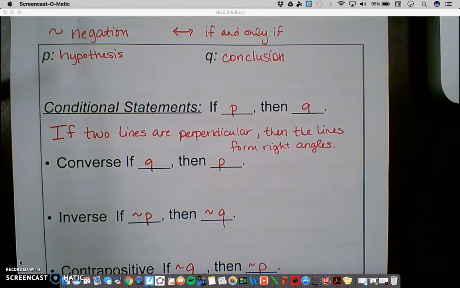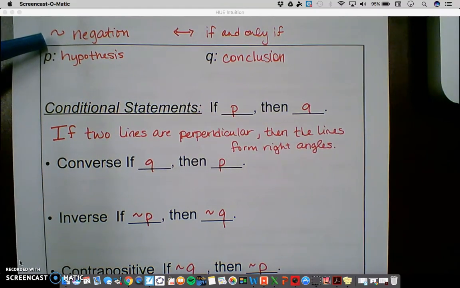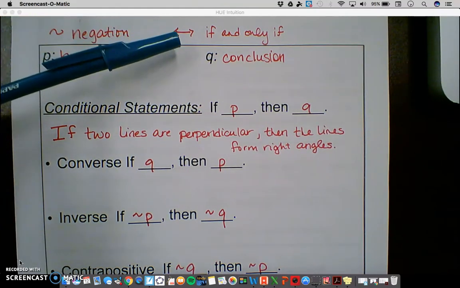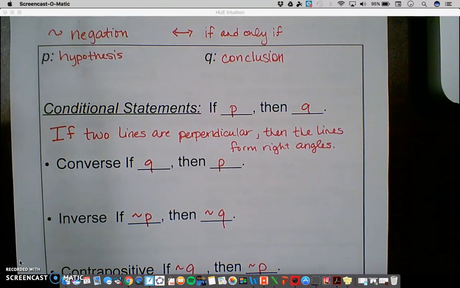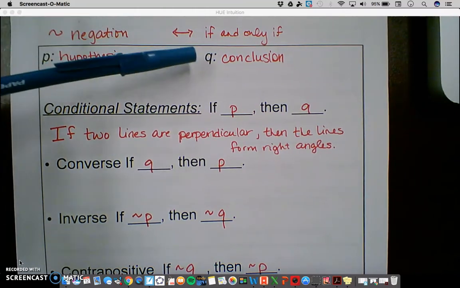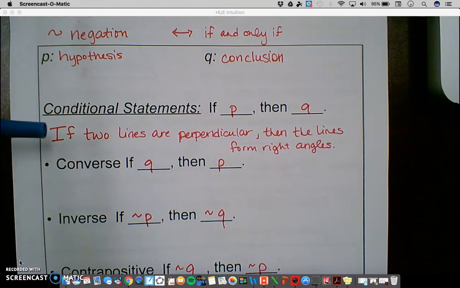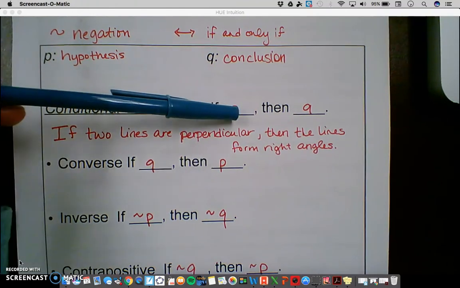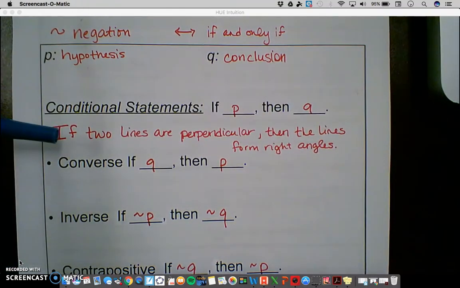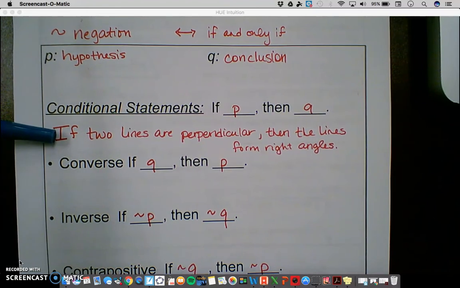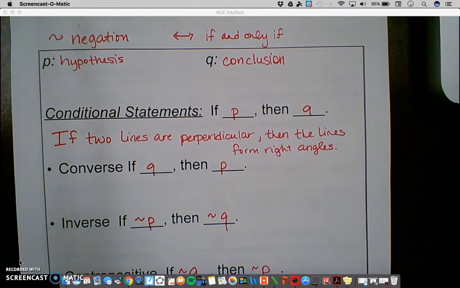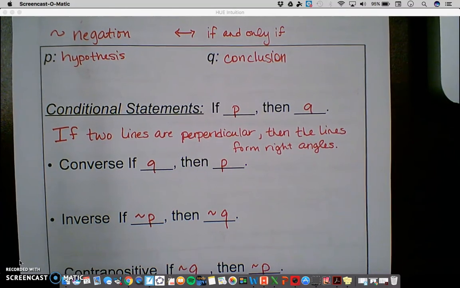On the next page, we have conditional statements. Just to remind you, the symbol for negation is that little squiggle, and if and only if is the double arrow. P stands for the hypothesis, Q is the conclusion. We have the conditional statement, if P, then Q. I've written an example here. I want you to copy down: if two lines are perpendicular, then the lines form right angles.